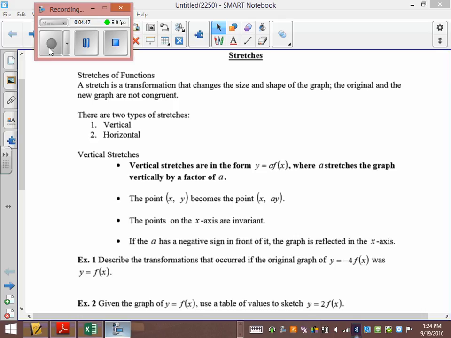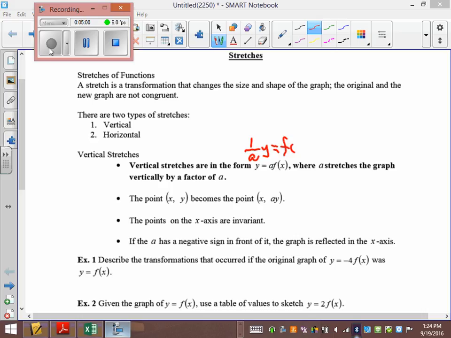Vertical stretches are of the form y equals a f of x, or you could divide that a back over here and have 1 over a y equals f of x. You can have the a in front or have it with the y, and I always like having everything with the y because it flips. So this says vertical stretch, where a stretches the graph vertically by a factor of a. If it's with the y, you always flip your stretch. So instead of this being 1 over a, it's actually a vertical stretch by a factor of a over 1, which is just a. You always flip it when you flip the variable.